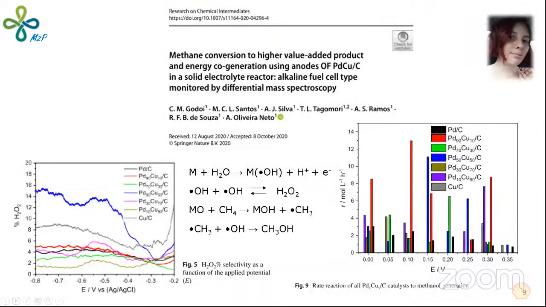In search of a metal that activates water efficiently, we found copper. Camila Godoy developed this work. Here we found new evidence of what we observed earlier, but we need more evidence that water activation is associated with methanol production. And we used the results obtained by rotating ring disk.